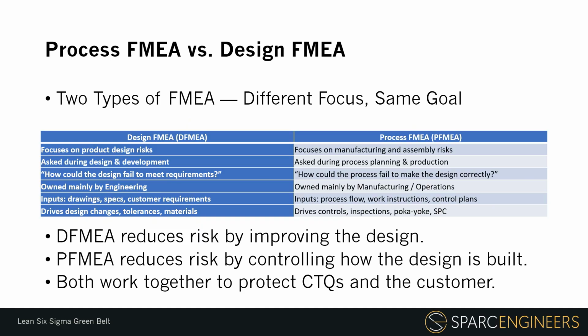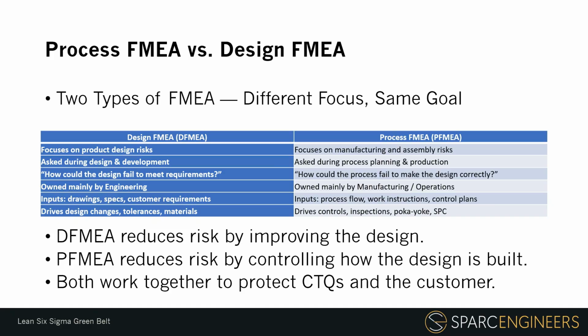A Process FMEA, or PFMEA, focuses on manufacturing and assembly risks. It asks, how could the process fail to make the design correctly? PFMEA is usually used during process planning and production. It is often owned by manufacturing, operations, or quality teams. Inputs may include process flows, work instructions, control plans, tooling, fixtures, and inspection methods.